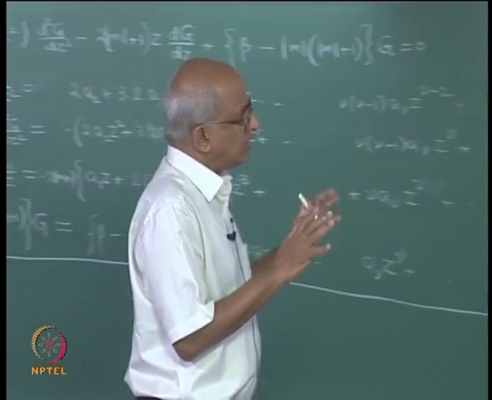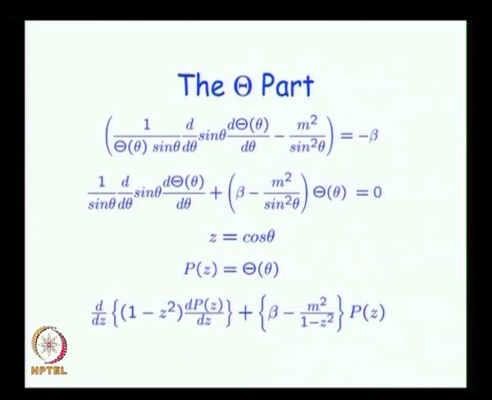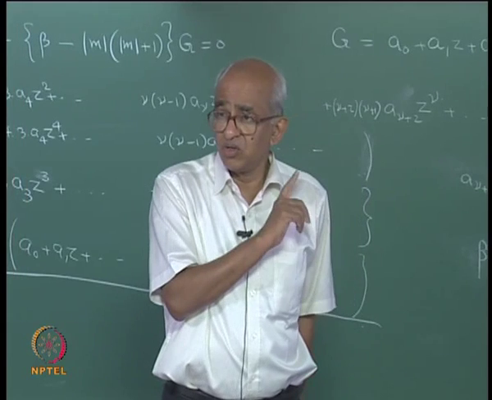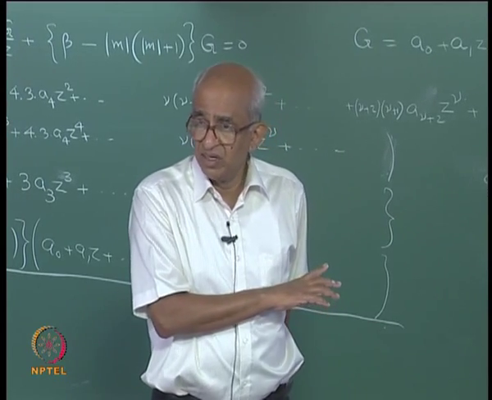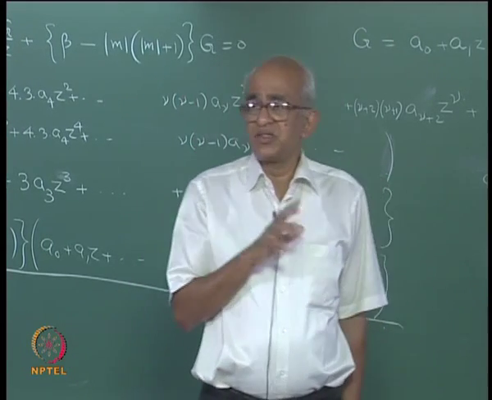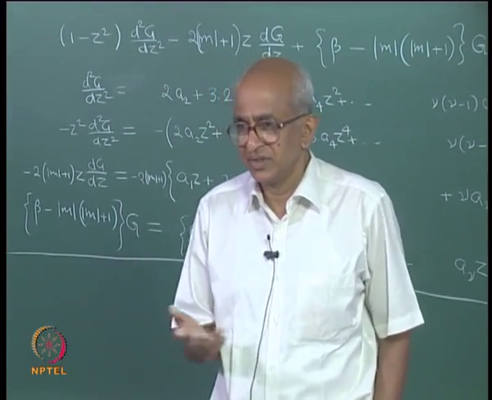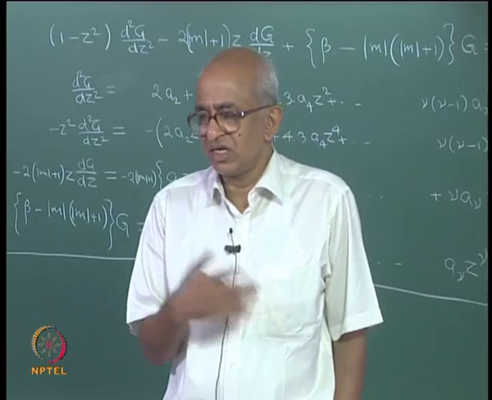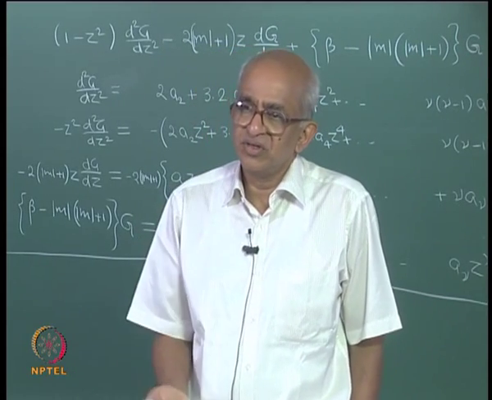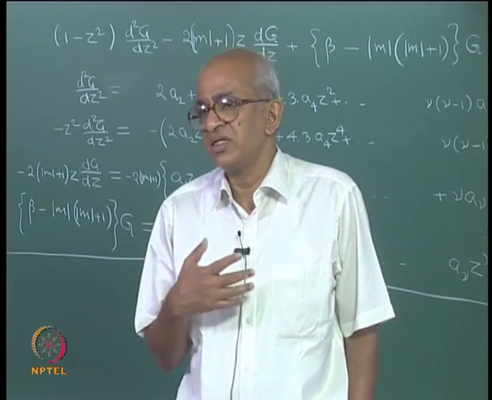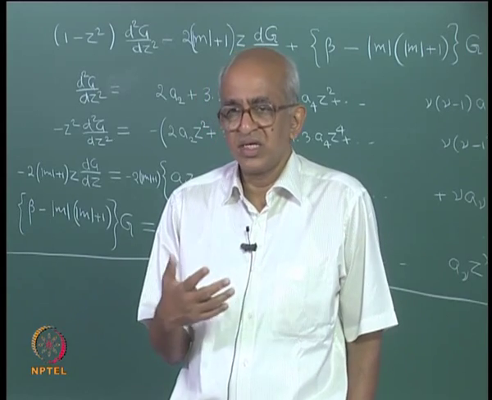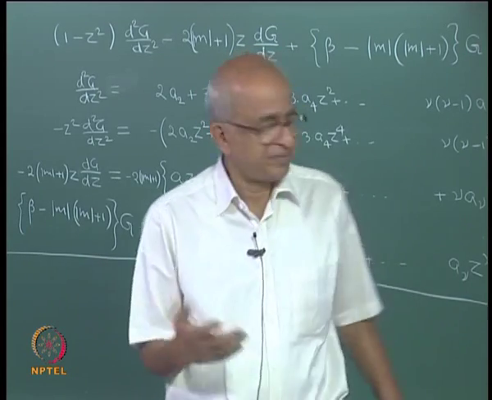And when beta is equal to L into L plus 1, this function, you can now replace this beta with L into L plus 1, where L is an integer greater than or equal to magnitude of m. Then what happens is that this function is very well known, it was actually very well known to the mathematicians. This differential equation itself was very well known, and they also knew the solutions, and those solutions were known as associated Legendre functions.